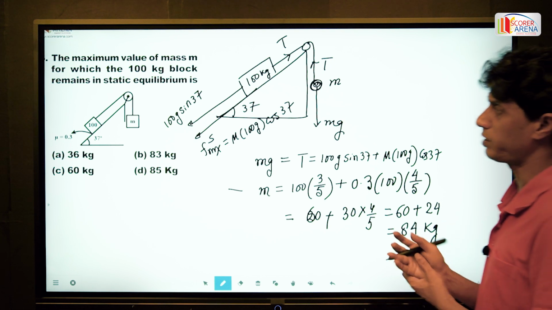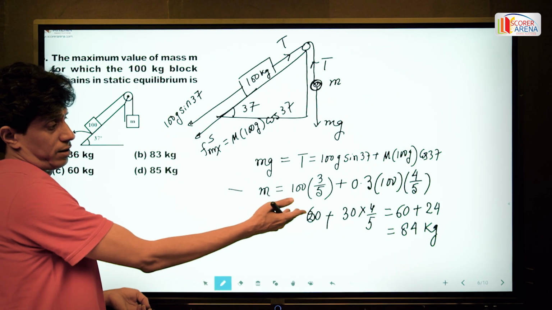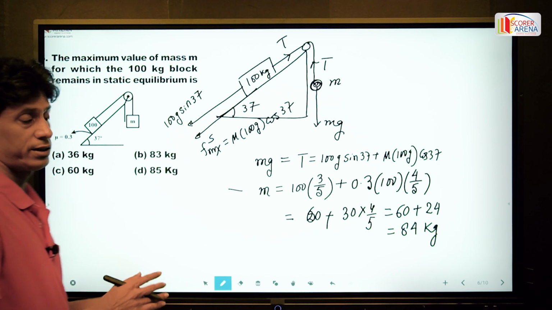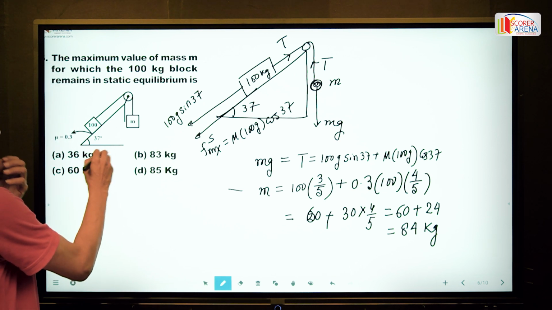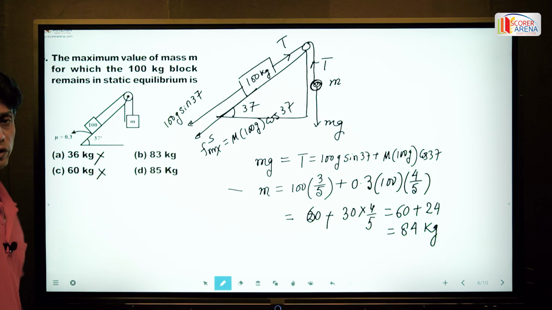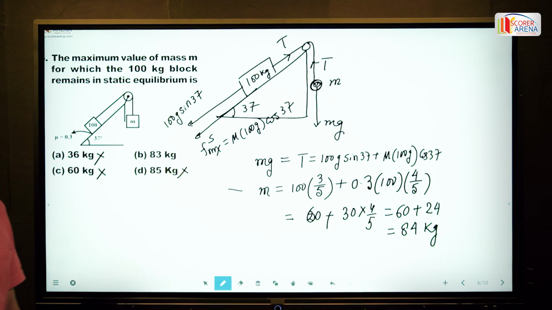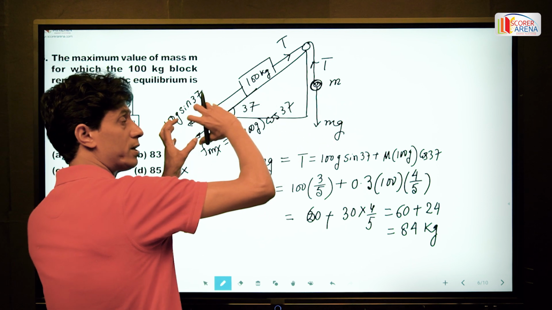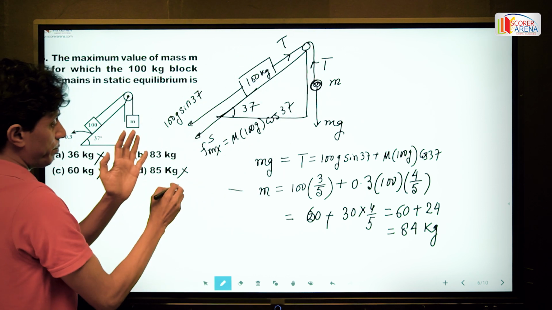So the maximum mass that can be hanged from the other end of the string, after calculation, becomes 84 kg. But here option A is 36, so this is not the answer. And option C, 60 kg, is also not the answer. And option D is 85 kg. 85 kg is also not the answer, because if we put 85 kg mass here, the total body starts moving upward. So 85 is not the answer.